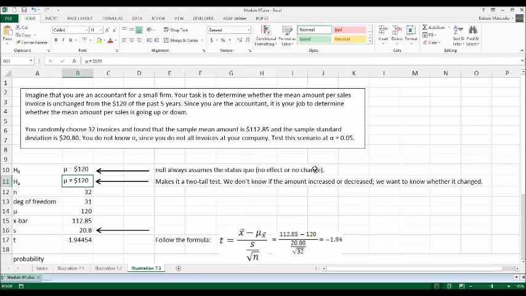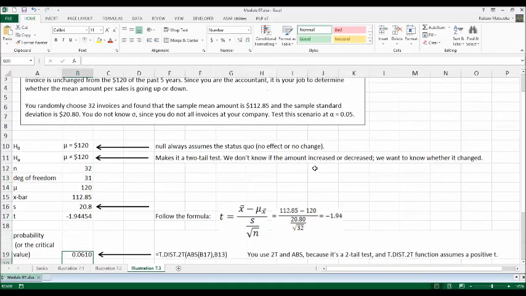And this problem follows the t distribution. And we use a t distribution again if we don't know the population standard deviation. In this problem, you do not know that. So you calculate your own sample mean and your own sample standard deviation of $20.80. So if that's the case, you use a t-test. And this is how you do it here.